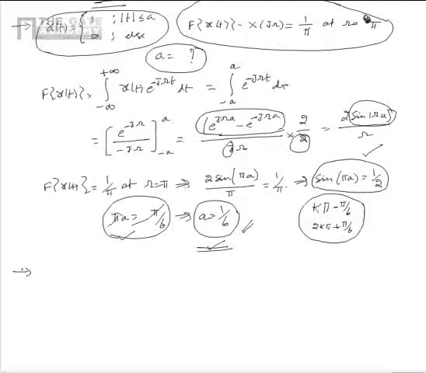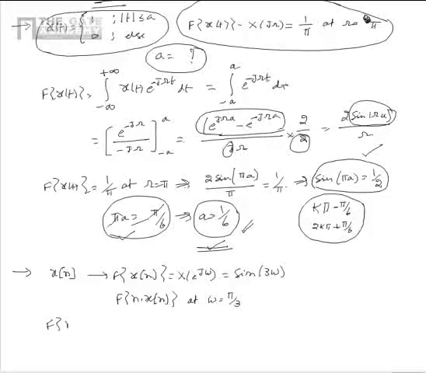Now let us consider another problem related to the same, as per which there is a discrete time signal x of n which is non-periodic. It's given that Fourier transform of x of n, X of e power j omega, is equal to sine of 3 omega. We have to find the value of Fourier transform of n times x of n at omega equal to pi by 3.